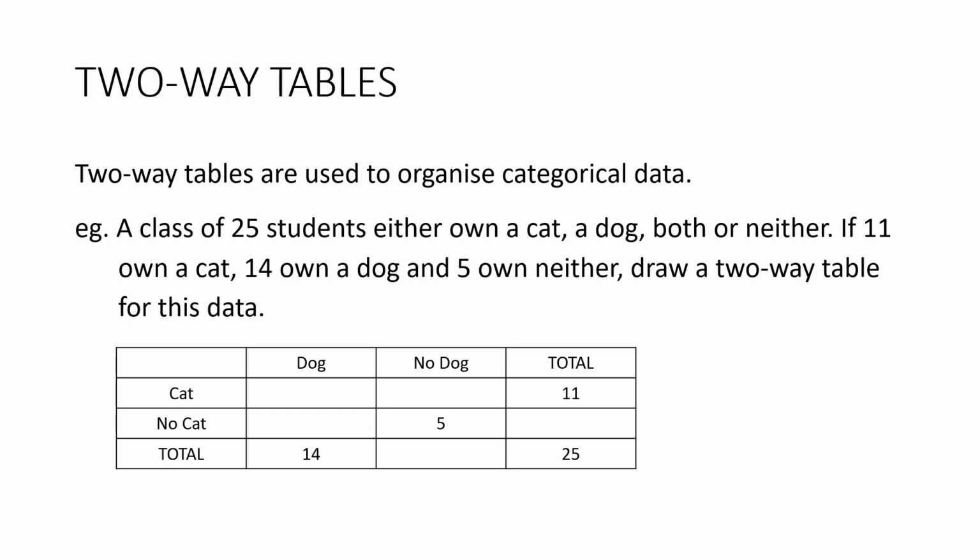So some simple subtraction. 25 take 11 gives us 14. 25 take 14 gives us 11. And then 11 take away 5 gives us 6. 11 take away 6 is 5. And then finally 14 take away 5 is 9.